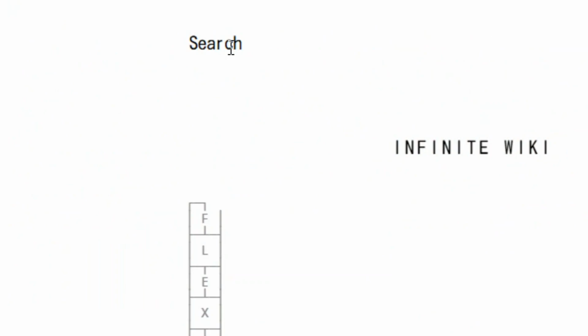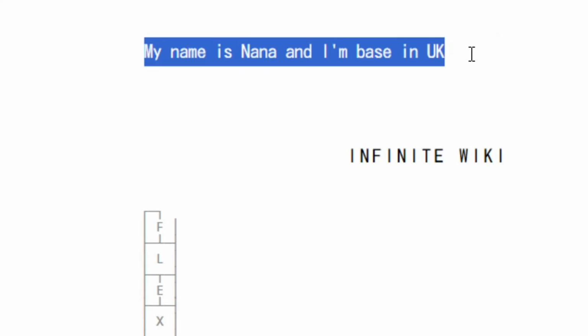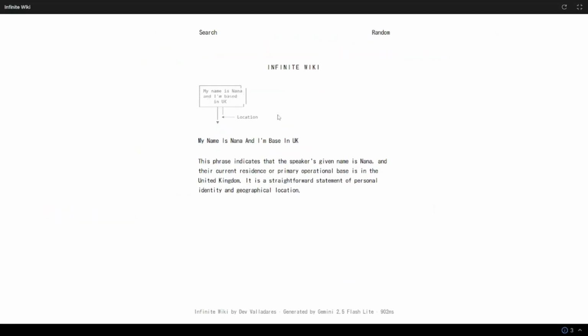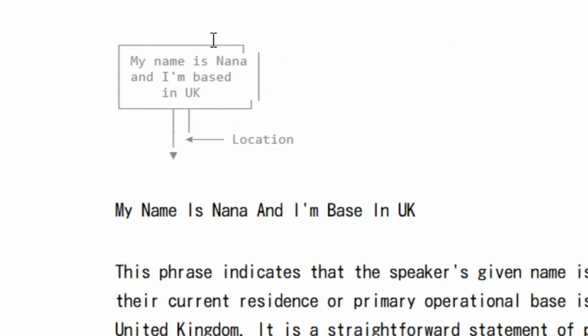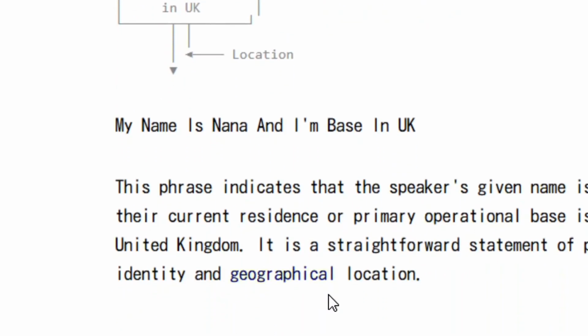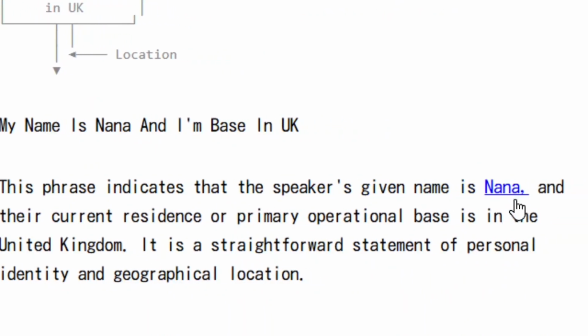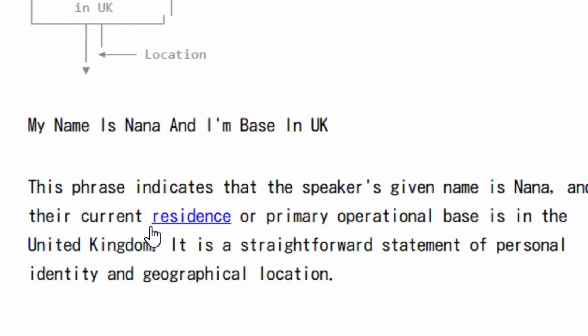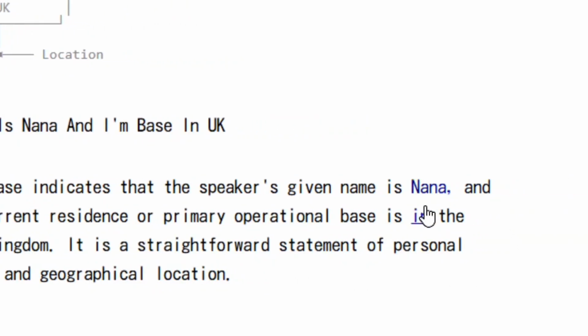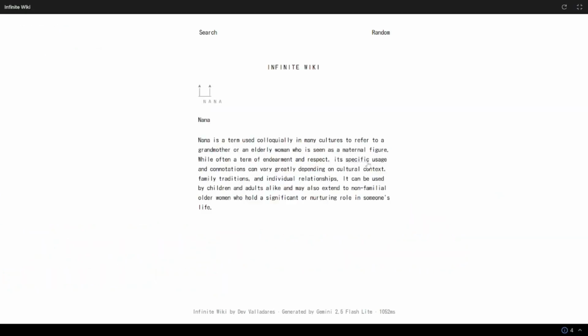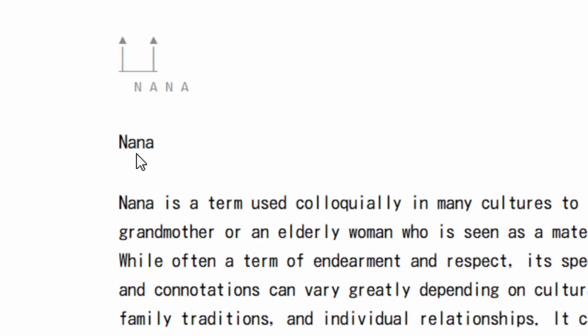So let's say you want to search for the meaning of a statement. Okay, let's say my name is Nana and I'm based in UK, and then I hit enter, it is going to give me a hyperlink statement, and then it is going to define what the statement is. As you can see, it says that this is a phrase, and each of the words within the statement is clickable. So when I click on anything that I don't understand, it is going to give me the meaning. Let's say Nana, when I click on it, it is going to open and give me the meaning of Nana. Okay, so this is cool and it's awesome.